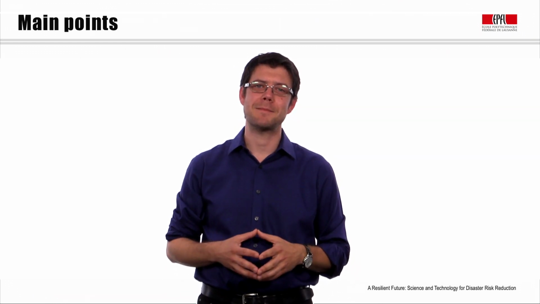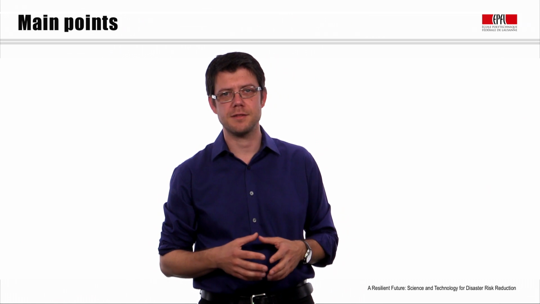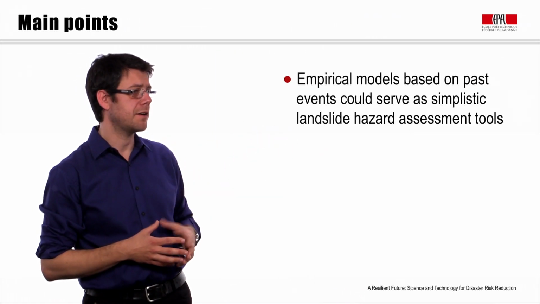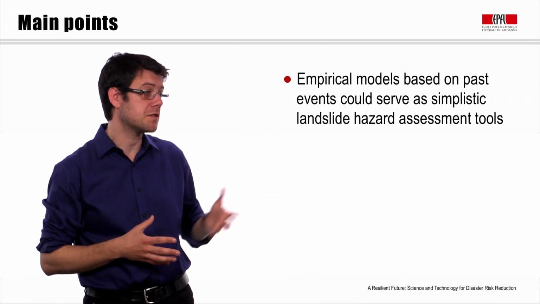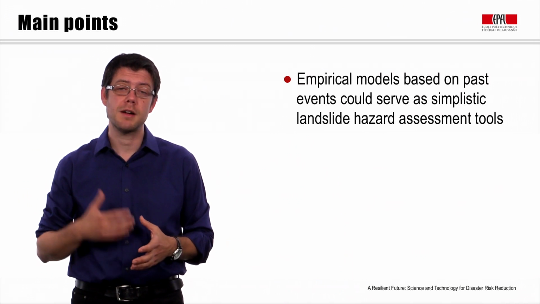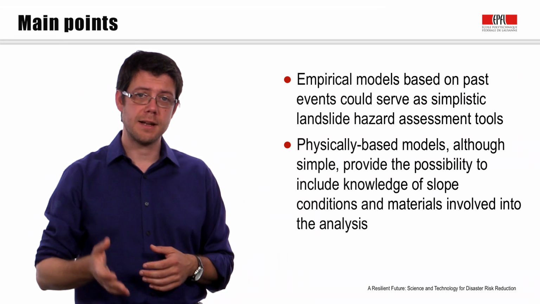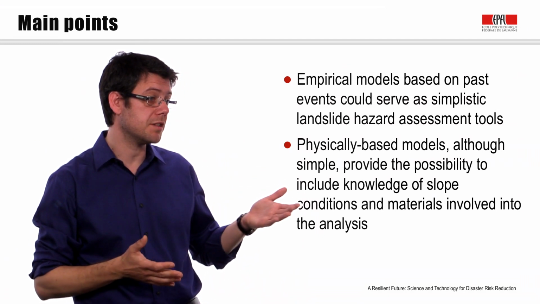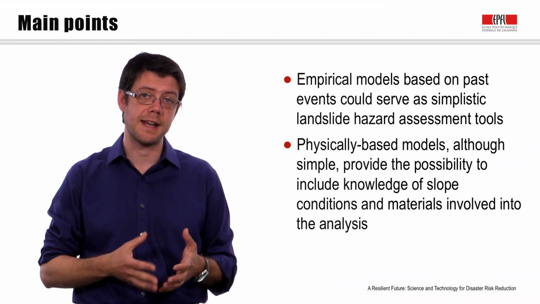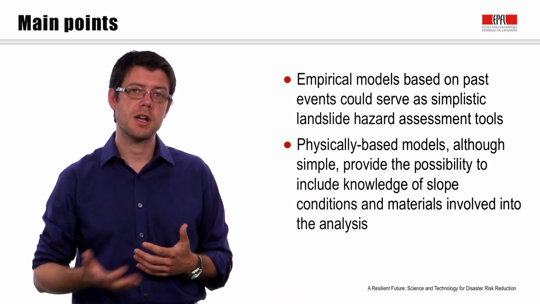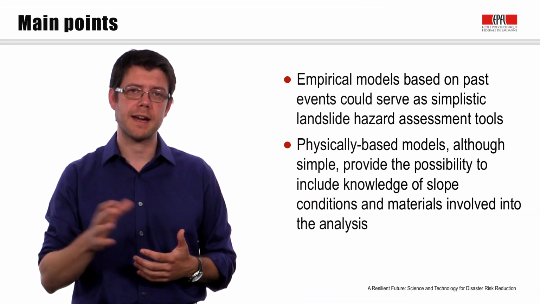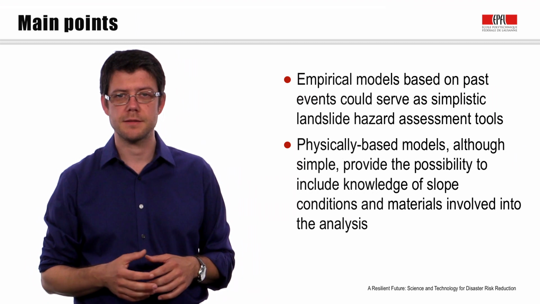Let's now summarize the main points that we have discussed in this video. Empirical models are based on past events, and they could serve as a simplistic approach to deal with landslide assessment. Physically based models, although simple, provide the possibility to include in the analysis the knowledge about the slope geometry and the characteristics of the involved materials.